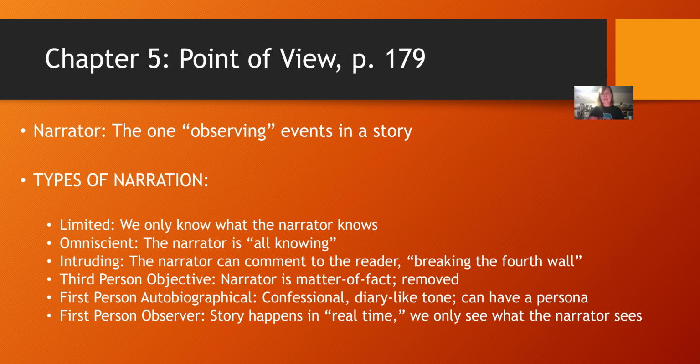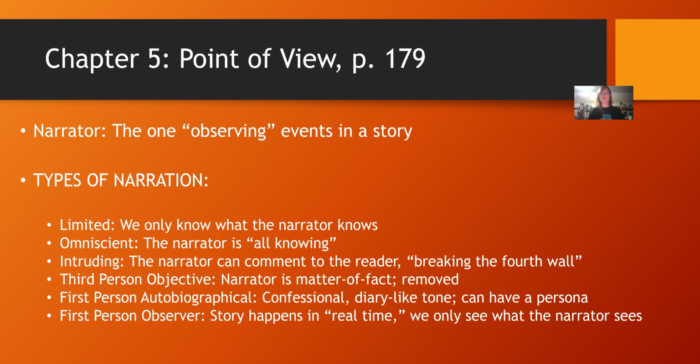And then we have two types of personal observer point of views, and then an autobiographical. The first is third-person objective, which we just talked about. The second, though, is first-person autobiographical. This is very confessional, diary-like. The author can put up a persona. You can think of the Diary of Anne Frank. That's a very first-person autobiographical account. And then probably 500 Days of Summer kind of has a first-person autobiographical feel.